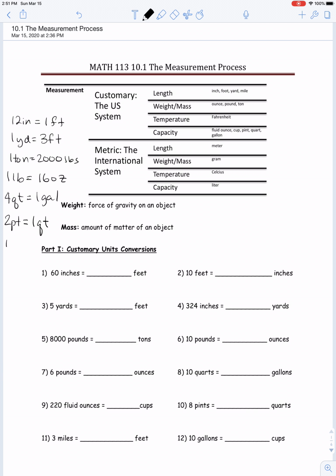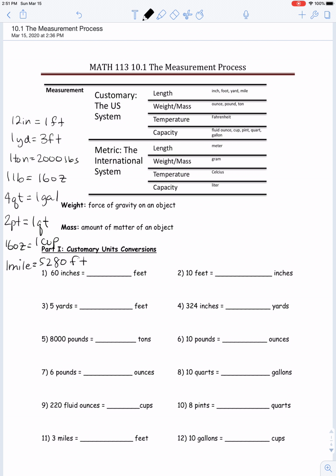16 ounces equals 1 cup. And 1 mile equals 5,280 feet. Now, I think that's about all you probably need, but again, if there's any that you still need, feel free to look them up online.